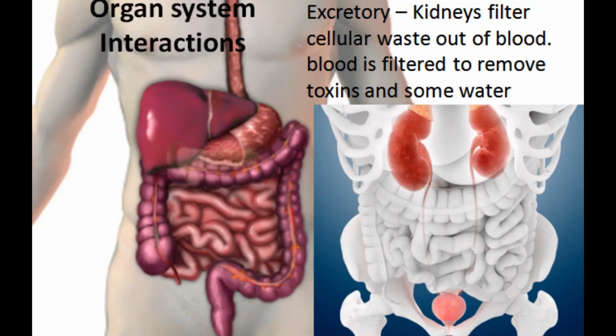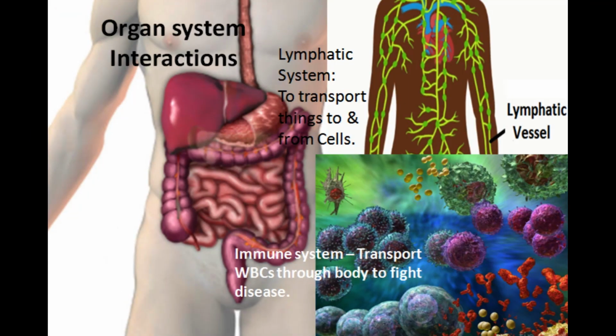Third, excretory system. Kidneys will filter cellular waste out of the blood. Blood is filtered to remove toxins and some water. Then fourth system, that is the lymphatic system. This is to transport things to and from cells that we have already studied. Fifth, immune system. It will transport WBCs, white blood cells, throughout the body to fight against disease.